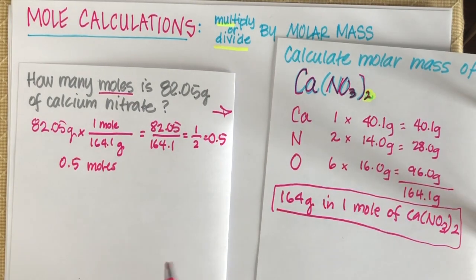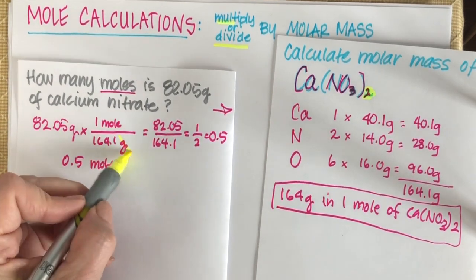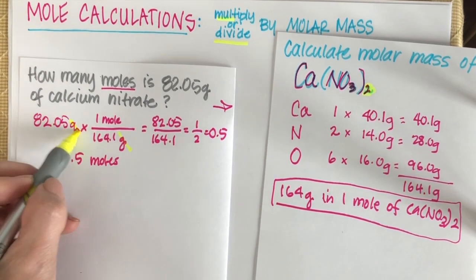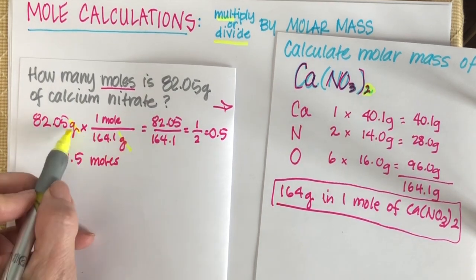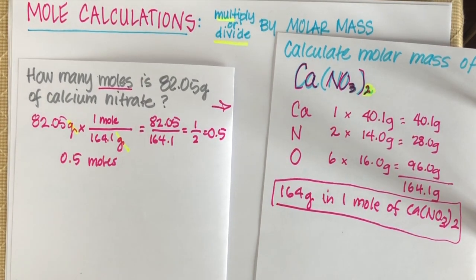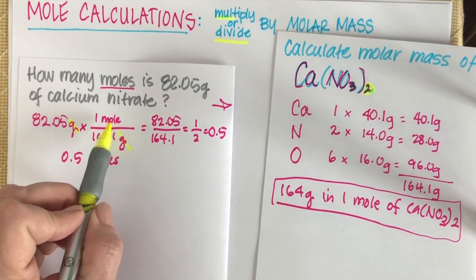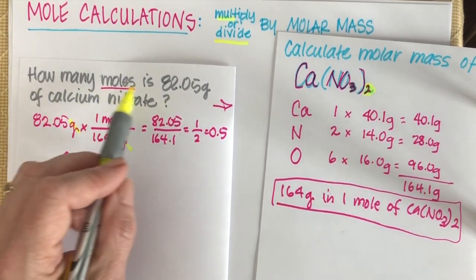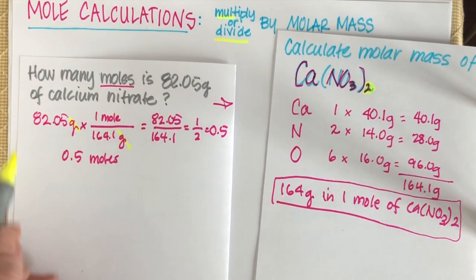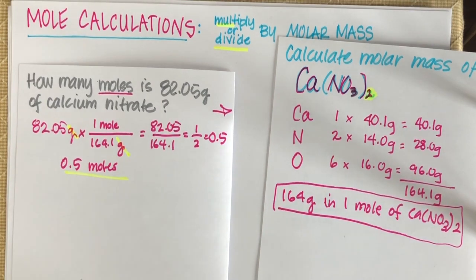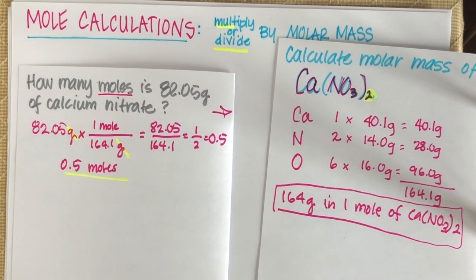Let's verify that I ended up in moles. Grams on the bottom, grams on the top. That's just a fraction of 1. That cancels out those grams. The only unit left is moles. So how many moles is 82.05 grams of calcium nitrate? 0.5 moles. Simple as that.